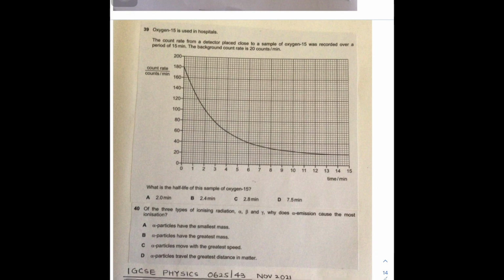All right, let's try this. It says oxygen 15 is used in hospital, right? Count rate from the detector placed close to a sample of oxygen 15 was recorded over a period of 15 minutes. So in the beginning it was 180, right? So now the background radiation is 20. So 180 minus 20 is 160. 160 divided by 2 is 80.